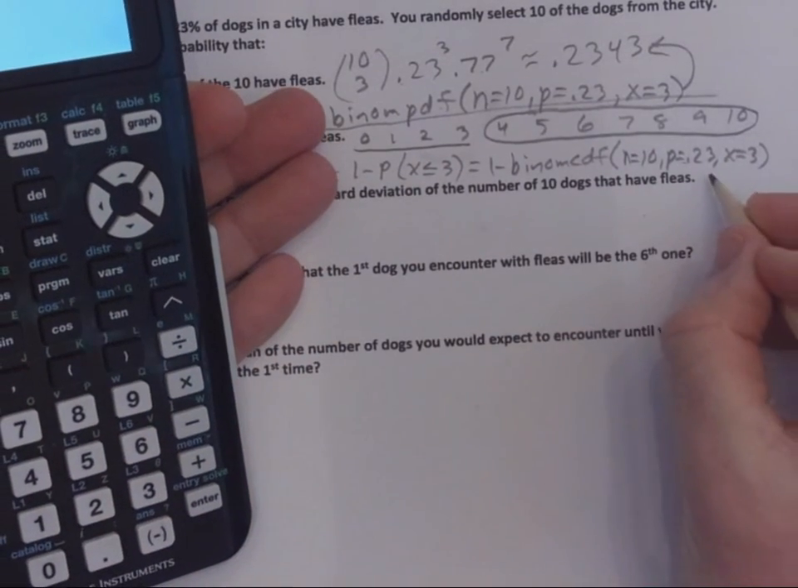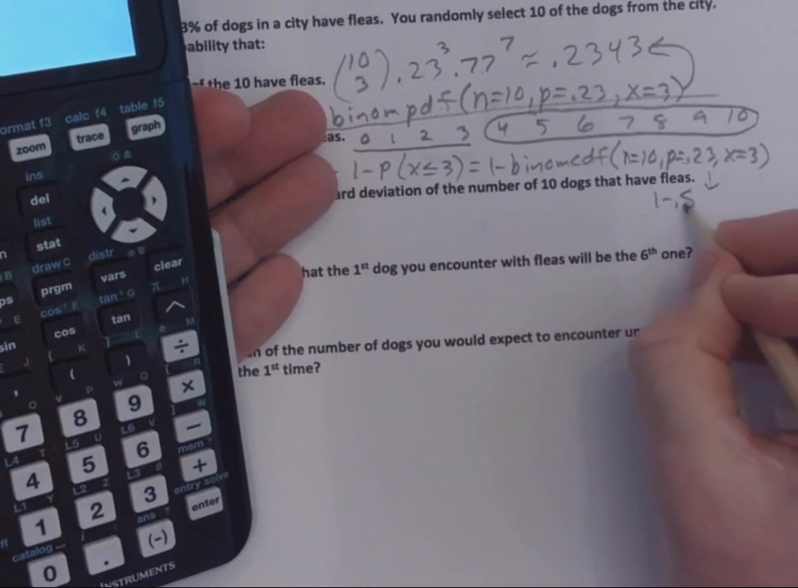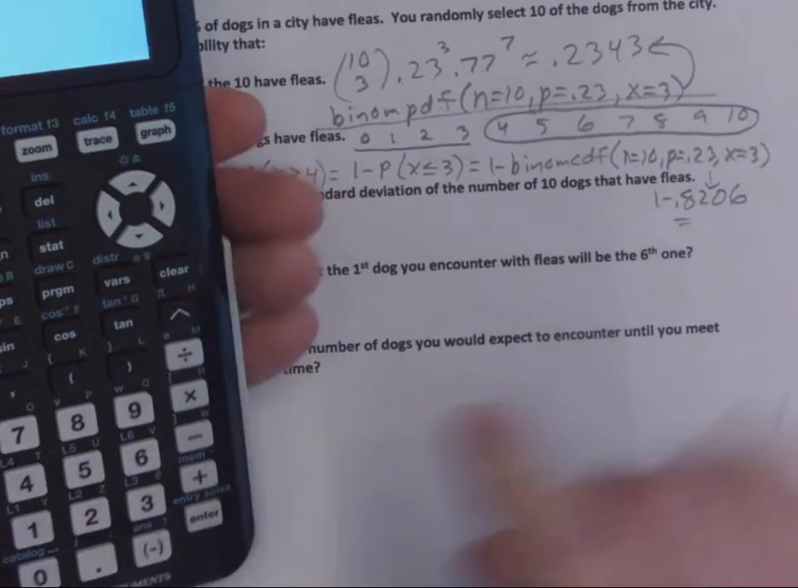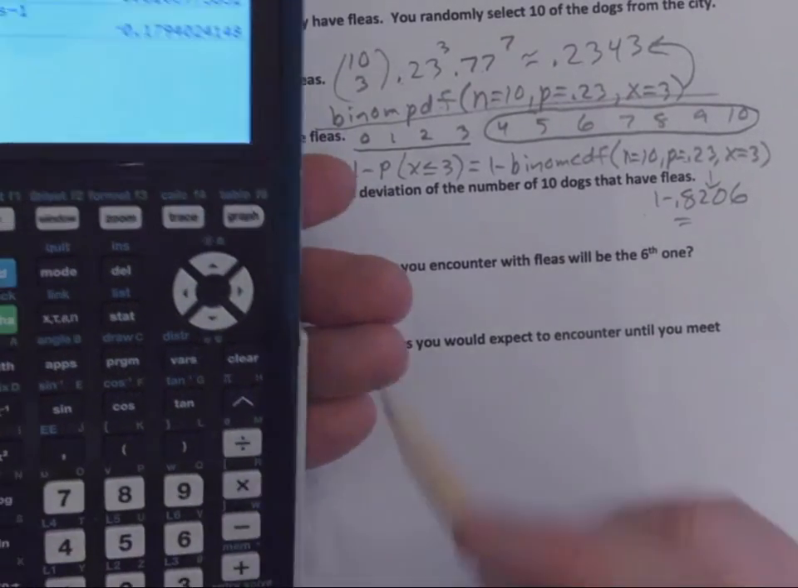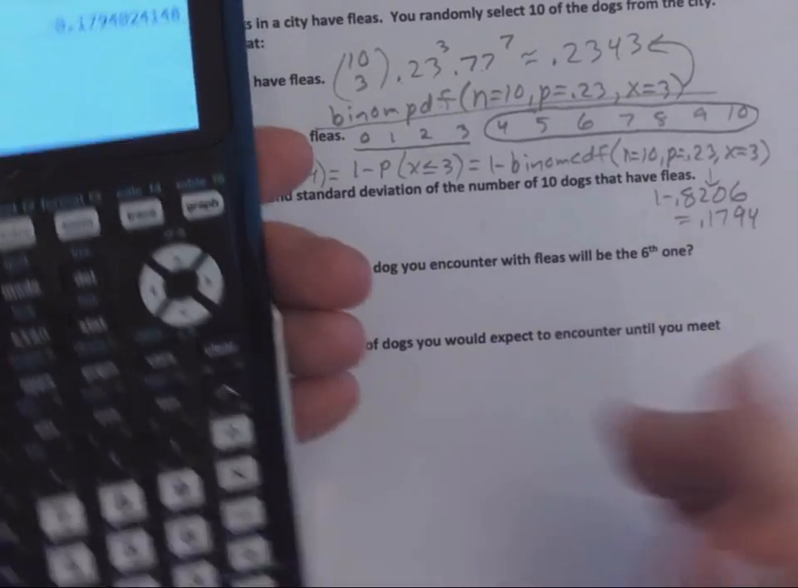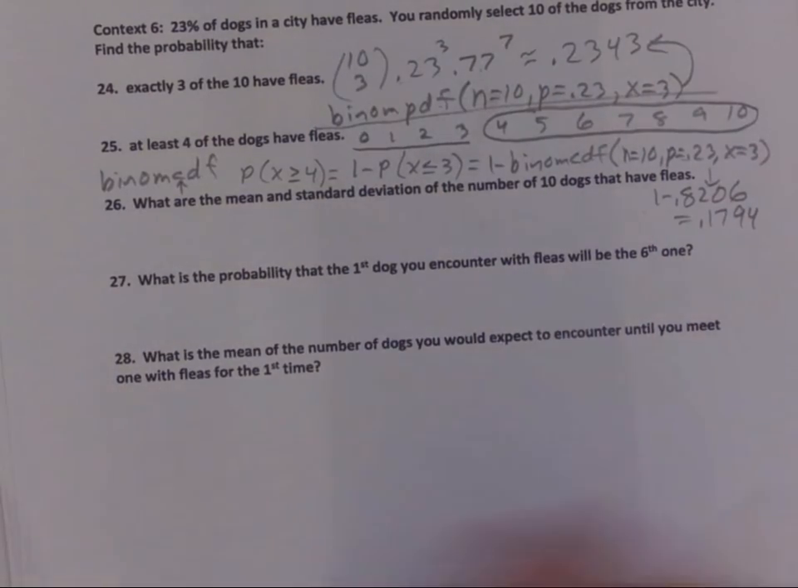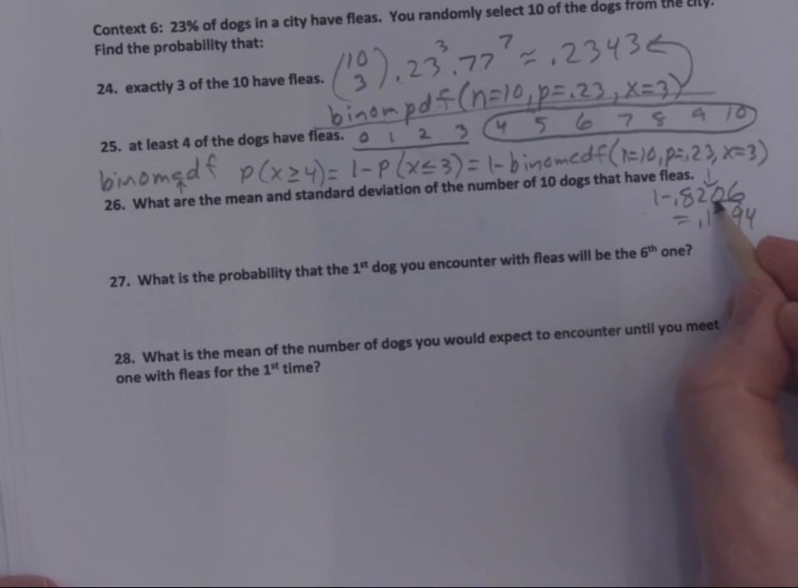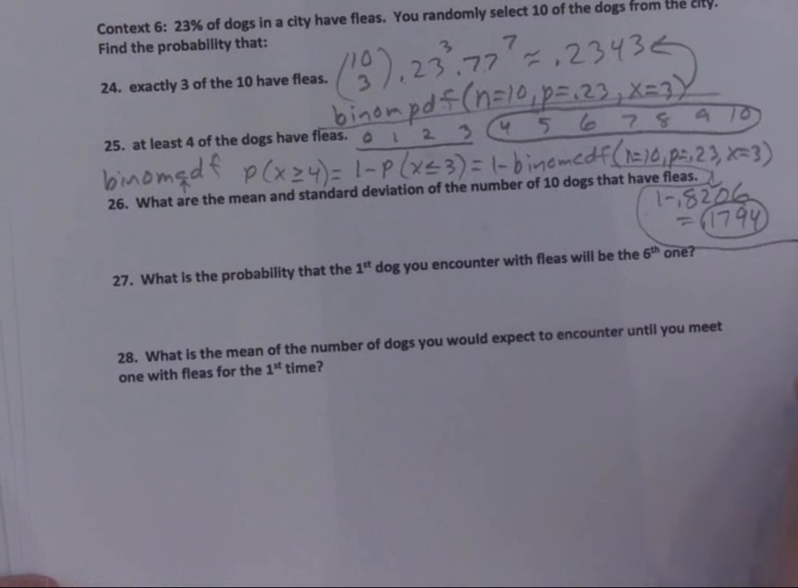So that is equal to 1 minus 0.8206, and that in fact is equal to 0.1794. And so that's the answer to number 25. So all that goes with 25.